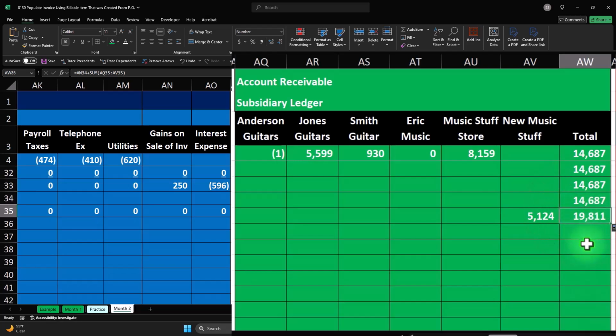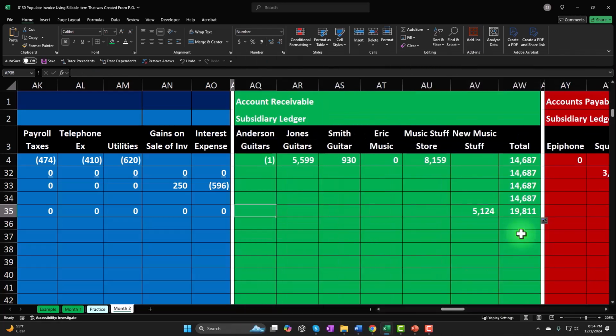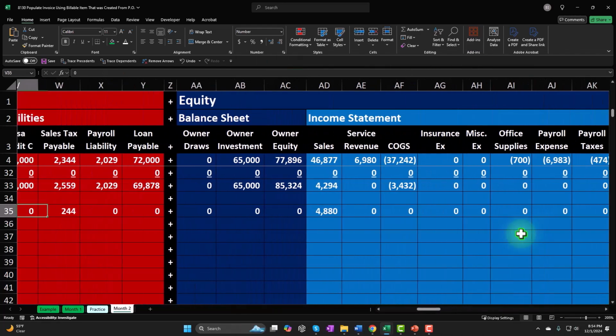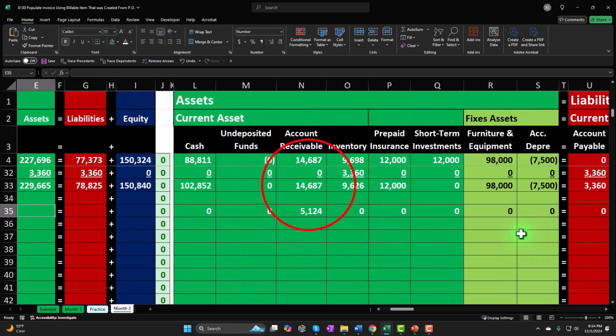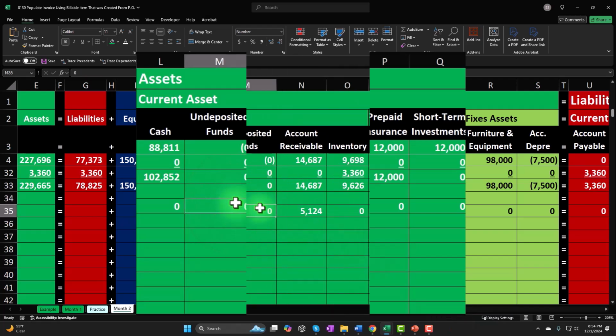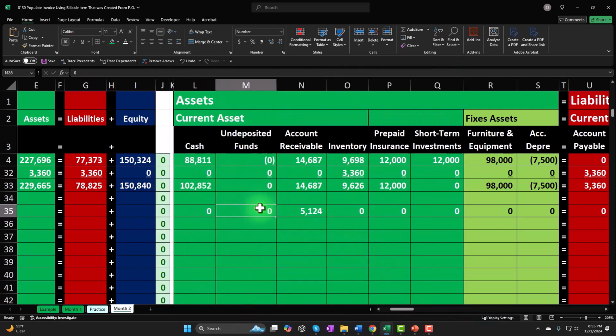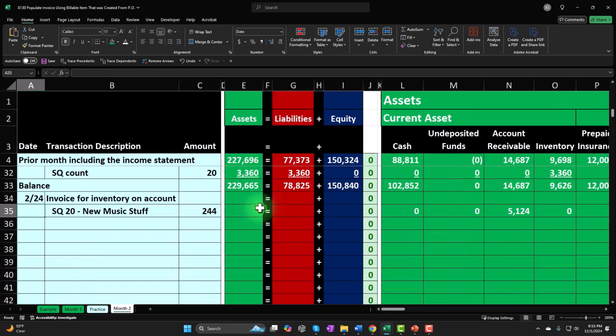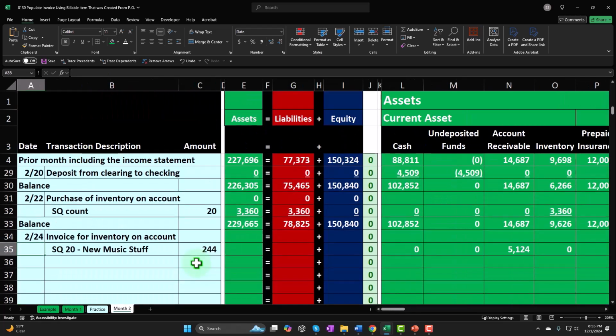And that's going to be 19,811. Let's see if that matches what's in the general ledger. General ledger, if I add these two up, 19,811. That is good. All right, so now let's go and do the subledger first.